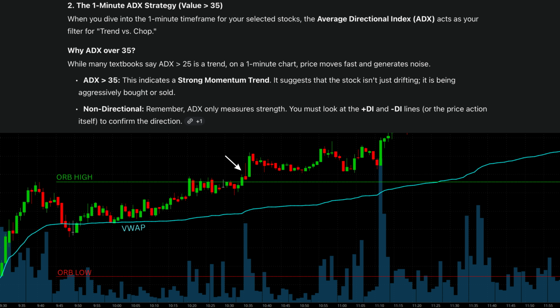ADX greater than 35 indicates a strong momentum trend. It suggests that the stock isn't just drifting. It is being aggressively bought or sold, non-directional. Remember, ADX only measures strength. You must look at the plus DI and minus DI lines, or the price action itself, to confirm the direction.